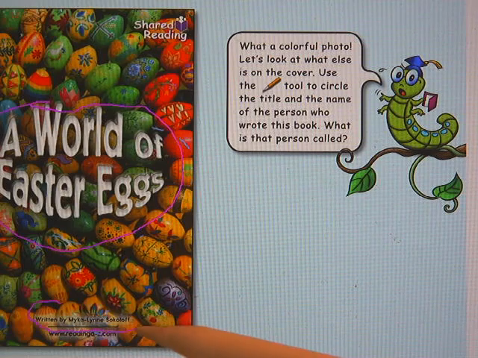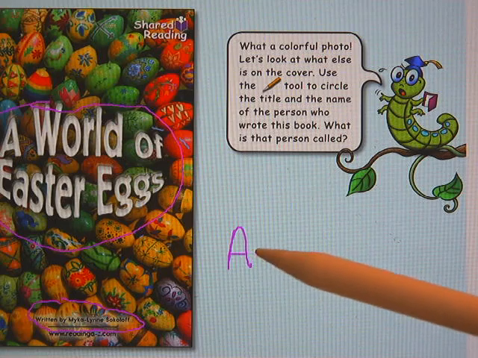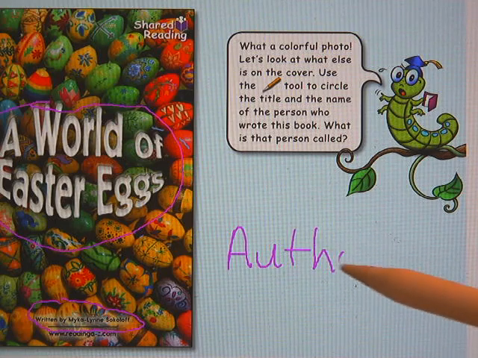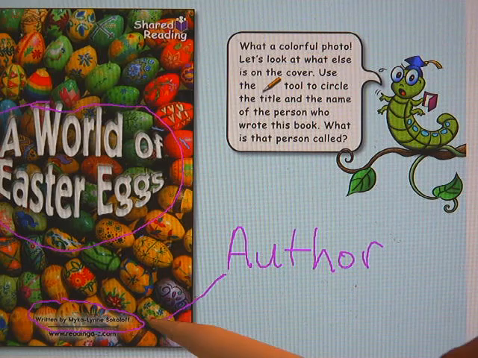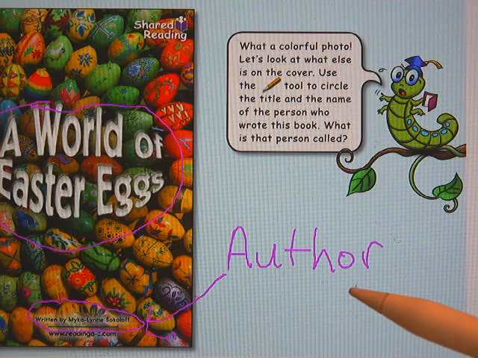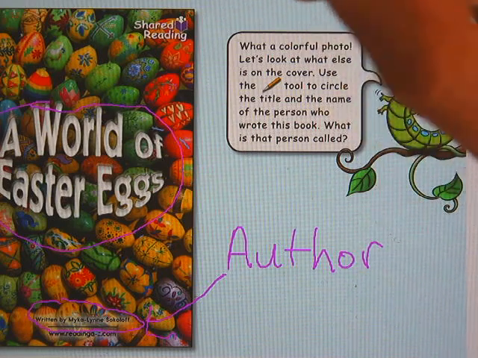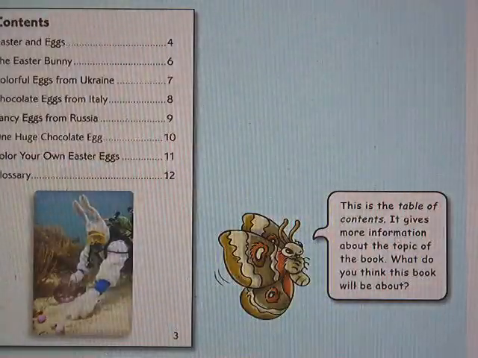And that is the what? He wants to know. It's called the author. So the author is the person, and I'm going to draw an arrow here, that writes the what? The words in the story. Excellent, guys. All right, so we're going to go on to the next page.